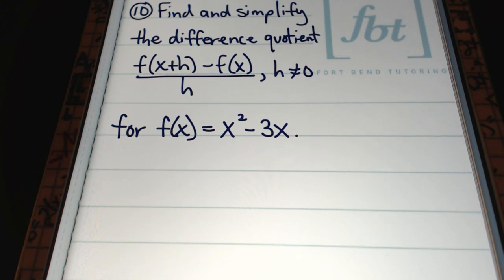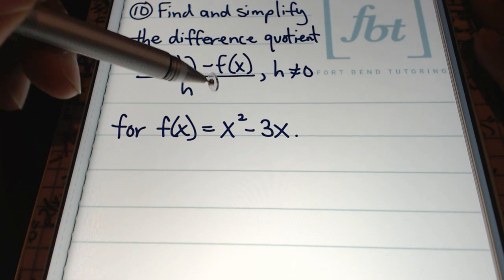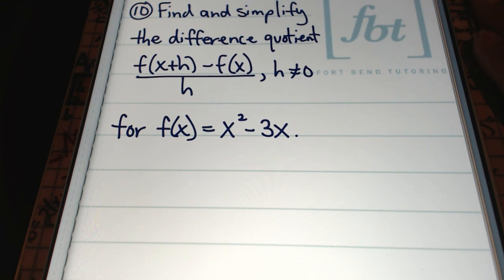We have problem number 10. With problem number 10, we want to find and simplify the difference quotient. For this function, it's a quadratic function. We have f of x equals x squared minus 3x. Let's see what happens when you have some higher exponents involved here. When the function is not linear, not a rational function, not a square root function, what happens in that situation?